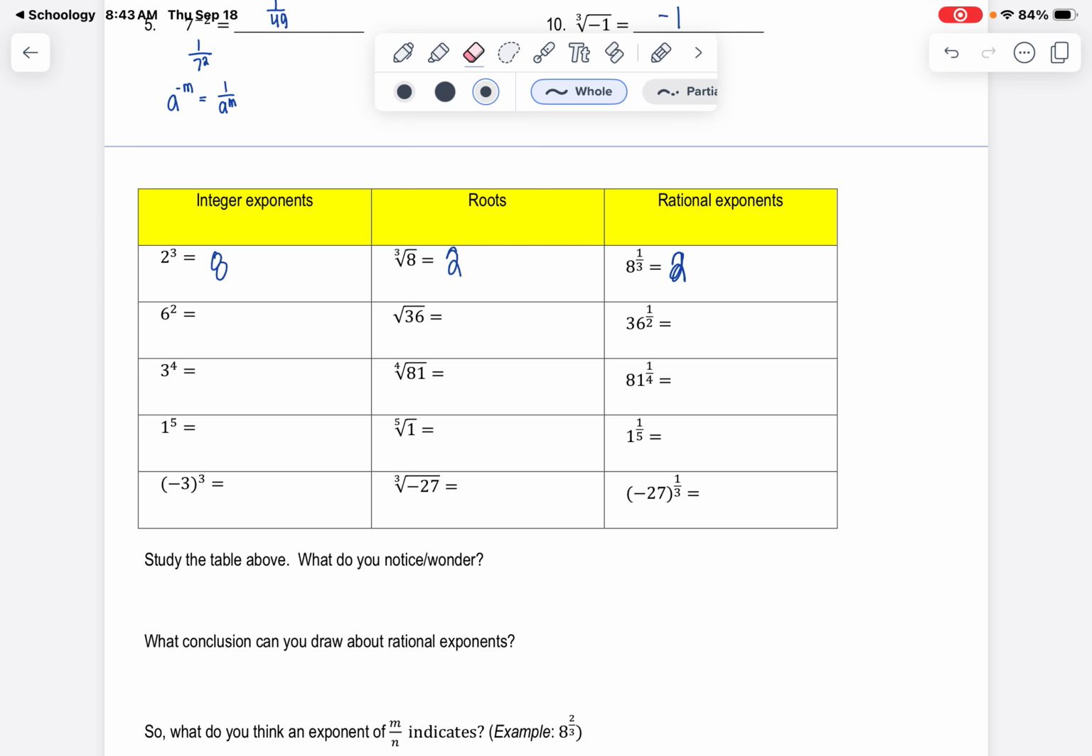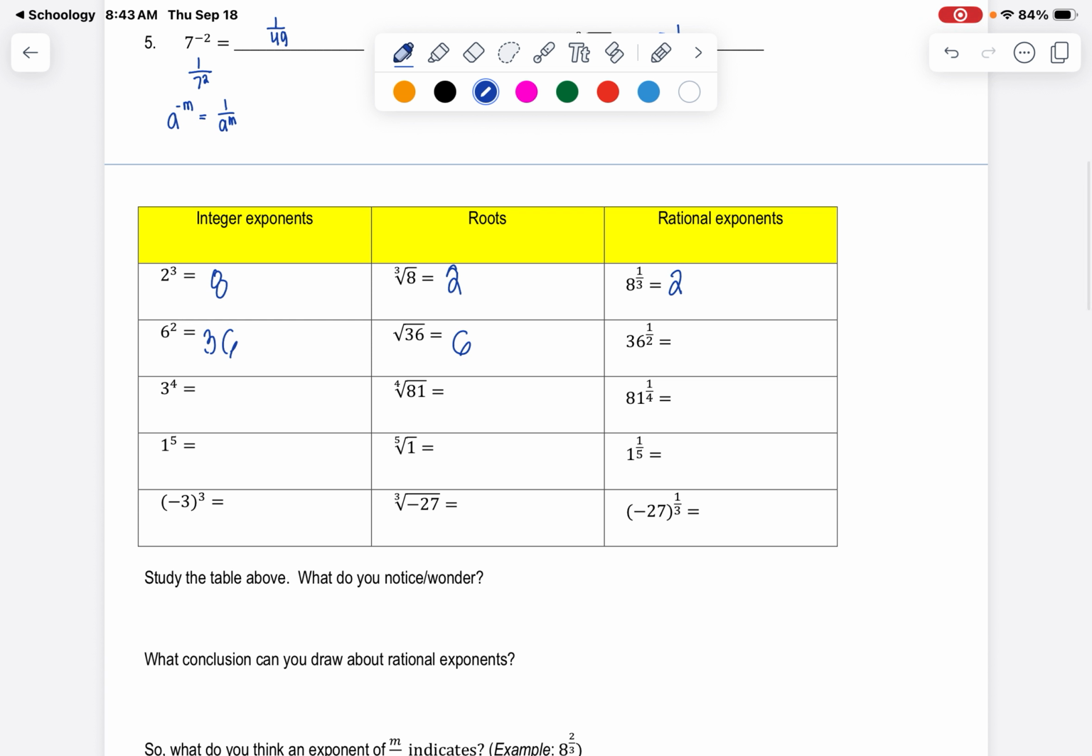But we're trying to look to see how you can get it, or similarities in the table. So if you didn't know that, then pause the video, get the other 4 that you weren't able to get using a calculator so that you can see some connections here, and maybe that'll help. Okay, so 6 squared is 36. Square root of 36 is 6. And 36 to the 1/2 power is 6.